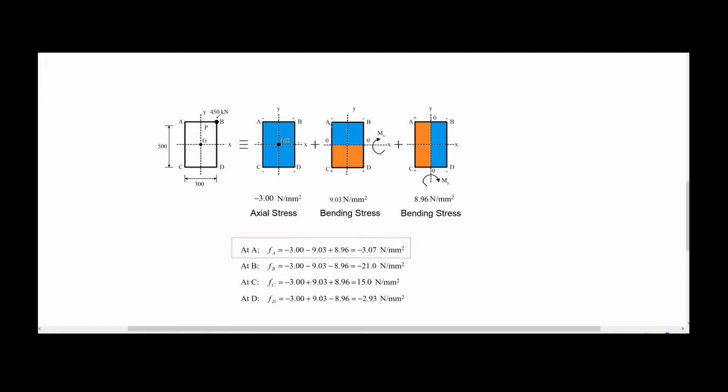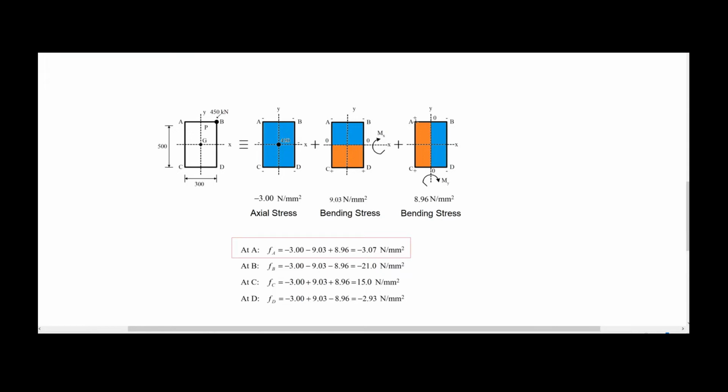When we check the point A for the moment, the bending stress produced by the moment mx, what we can see here is, because the moment is in this direction, the bending of this column will produce compression on top and tension at the bottom. So the point A is on top of the neutral axis, so it's going to be under compression. And this is the reason why we have a minus in here. It's minus this value, which is the value of the maximum bending stress.